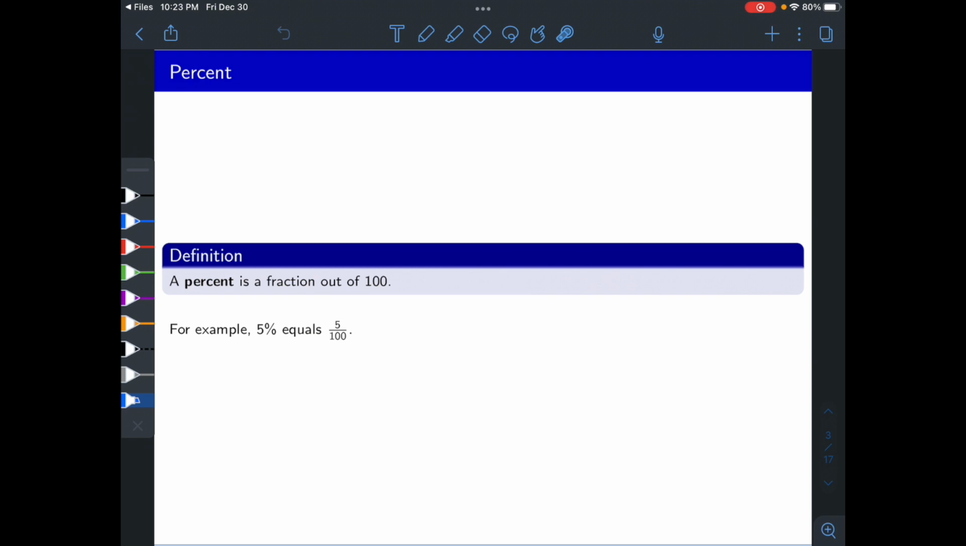Basically what this means is, if you were to poll 100 people, and you were to say 20% of these 100 people like the color blue, then that would mean 20 out of those 100 people like that color.